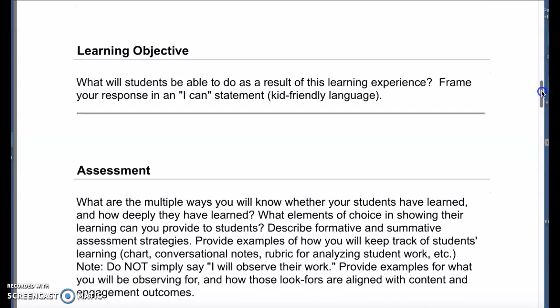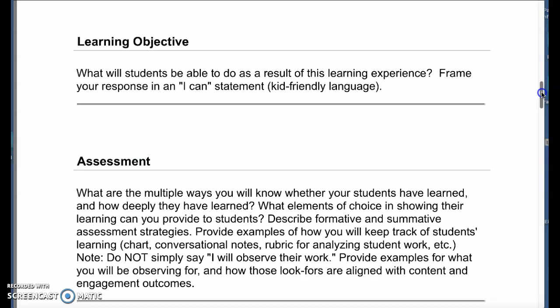So what do you want the students to be able to do as a result of this learning experience? Make sure that you frame your response in an I can statement. So I can identify uppercase letters. I can identify parts of a plant. Just some examples. And then moving on to the assessment.